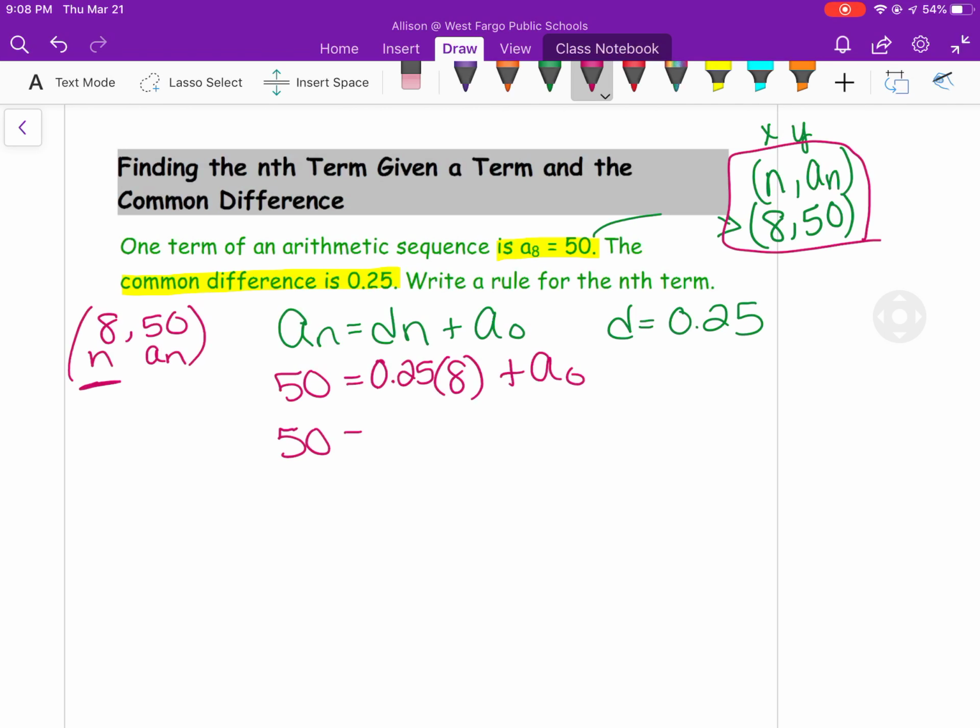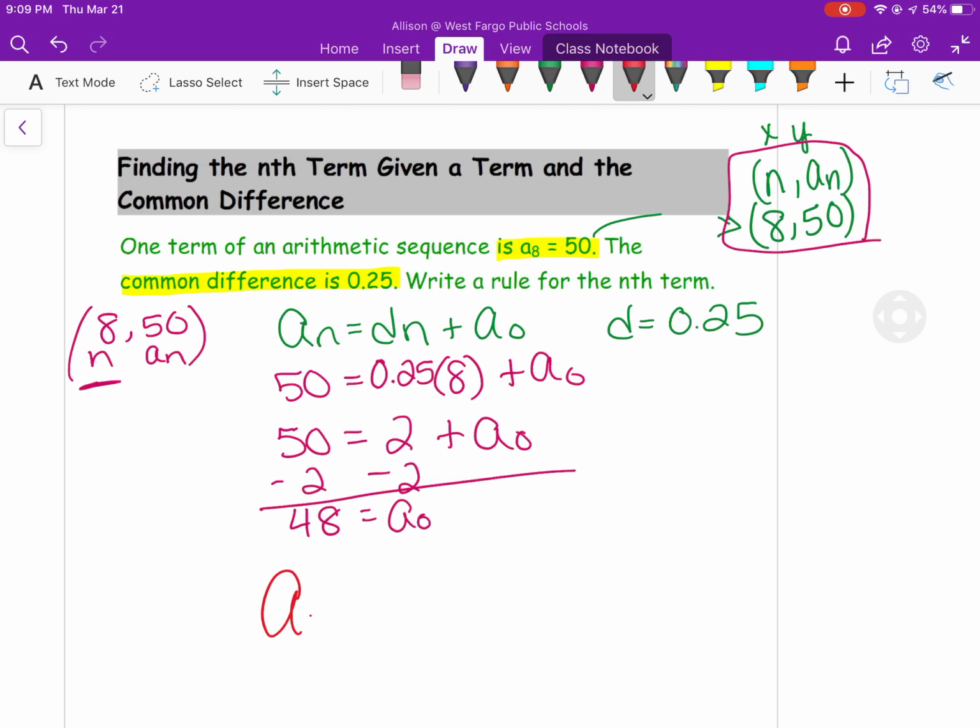So 50 equals a fourth of 8, which is 2, plus a sub 0. So I will need to subtract 2 from both sides, and I get 48 equals a sub 0. So now I can go back and write my final answer. It's going to be a sub n equals 0.25n plus 48.